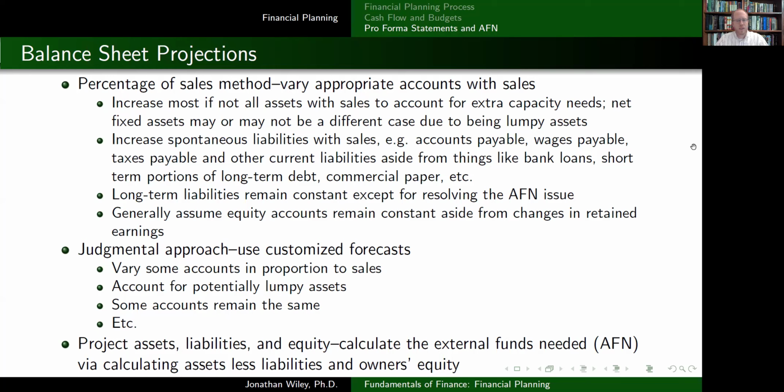Now, if you are working within a firm and you have access to information about just what kind of extra capacity you have, you can try to model that very specifically with, all right, here's how much I can support with my current net fixed assets.